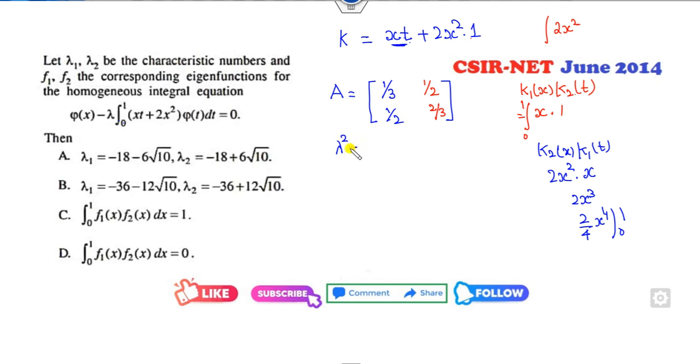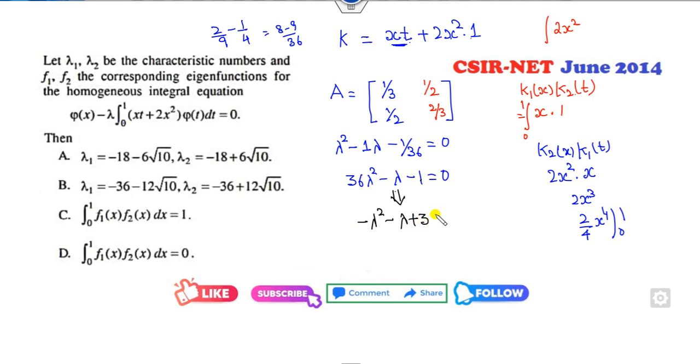So can you write the equation? Minus 1 lambda and plus 2 over 9 minus 1 over 4. So it is 8 minus 9 over 36. So minus 1 over 36. So it is minus 1 over 36. So I can take the LCM. 36 minus lambda minus 1 is 0. So now my target is to find the eigenvalues. One way is I can find the eigenvalues of this and take the reciprocal, or I can firstly take its, it will be minus lambda square minus lambda plus 36.